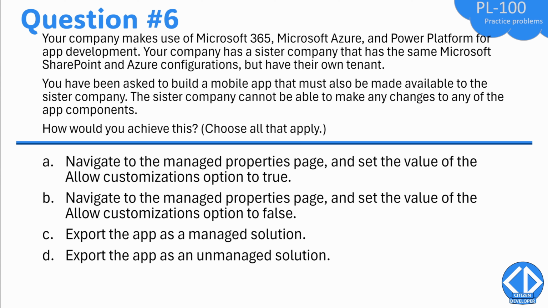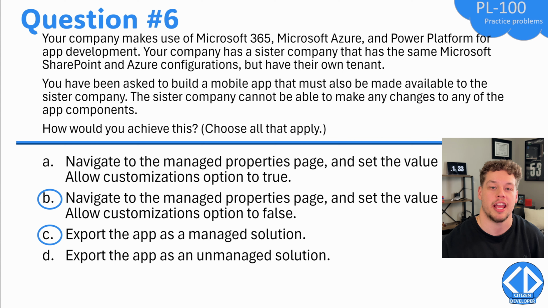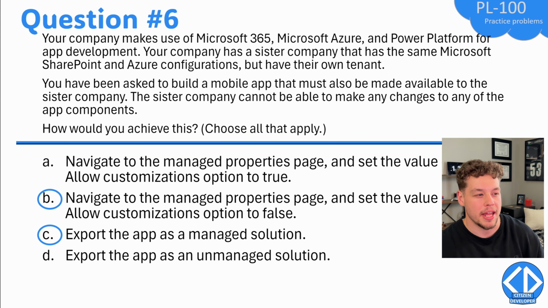Navigate to the Manage Properties page and set the value of the Allow Customizations option to True. No, we want it locked down. So it's going to be B, and then export the app as a managed solution. We want it locked down. I'm really trying to hammer this home early here. I believe this is the last of our managed or unmanaged solutions. We might have one more, but it's really important you know these. You're going to get several questions involving solutions.